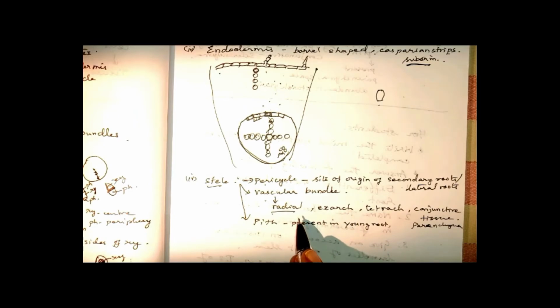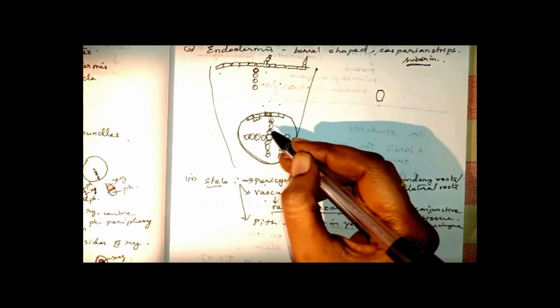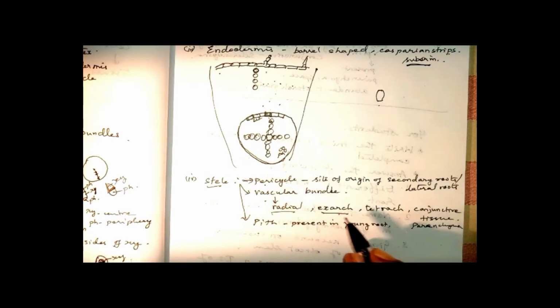You know what is radial? The xylem and phloem will be present in different radii of the stele of the root. Exarch. What do you mean by exarch? When the protoxylem is present towards the periphery, we call the condition as exarch.